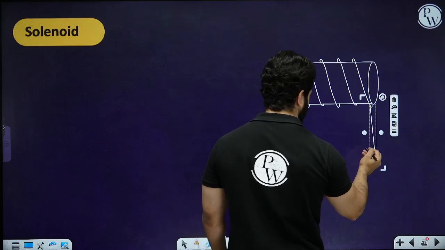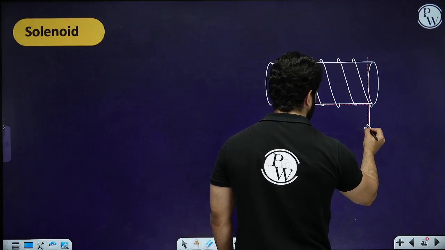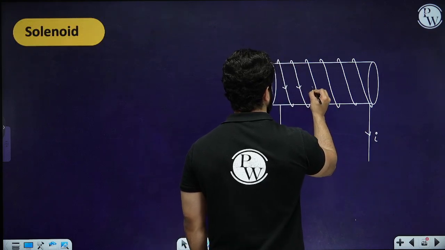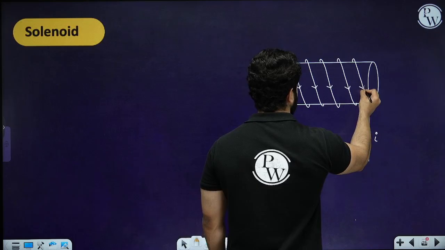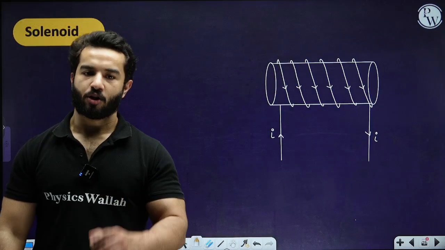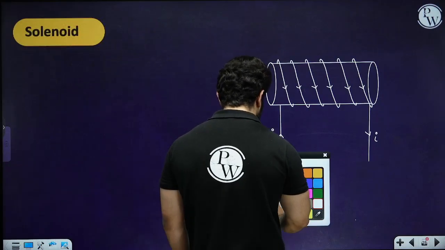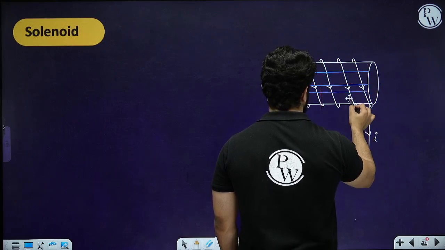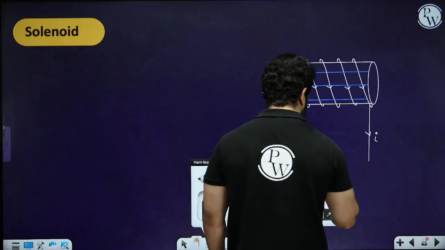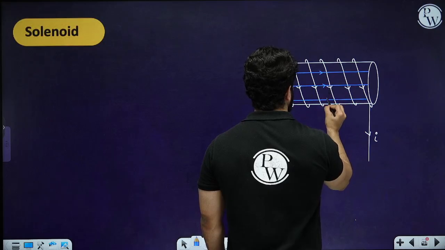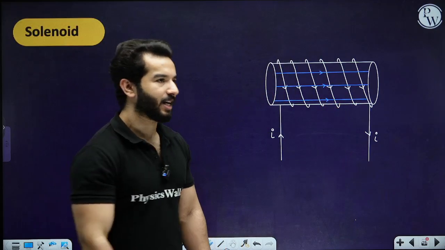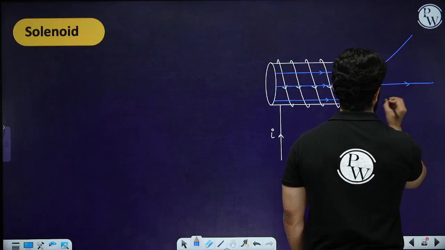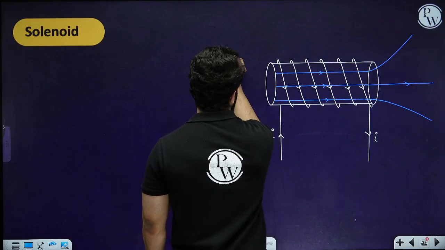We must have a battery or a current source. I'm not drawing that. So the current is something like this. So two or three things. First is the direction of magnetic field. The magnetic field in a solenoid at the center is uniform. That means magnitude is the same all over the place and direction is also the same. And after this, like any other magnetic field, it will try to form a closed loop.